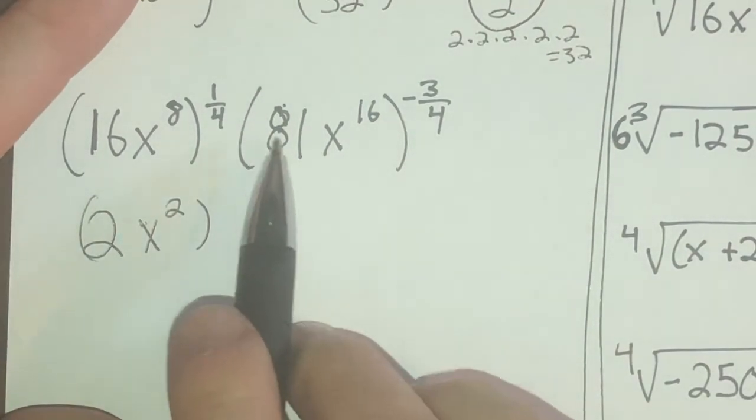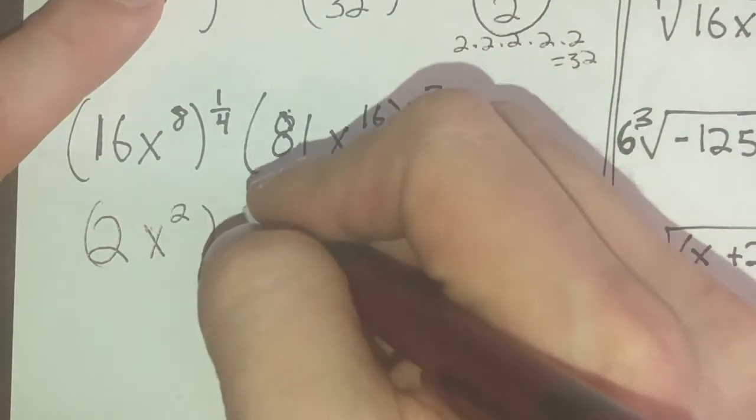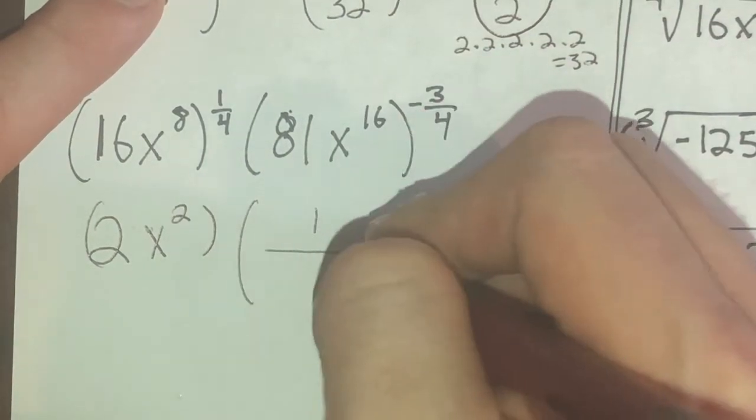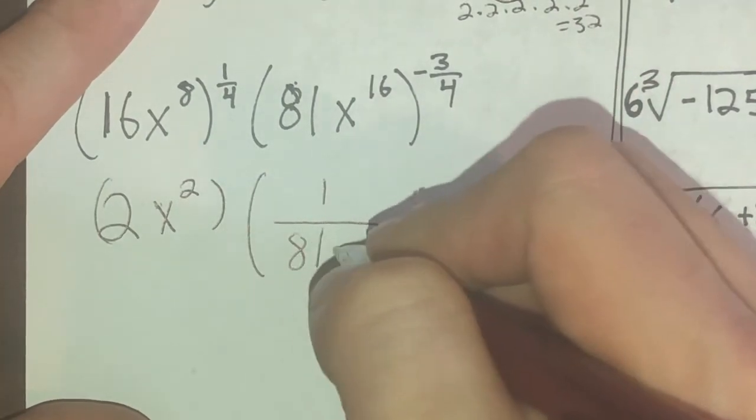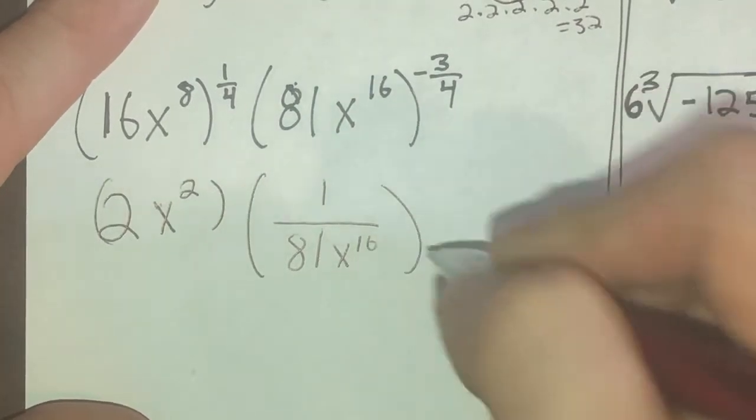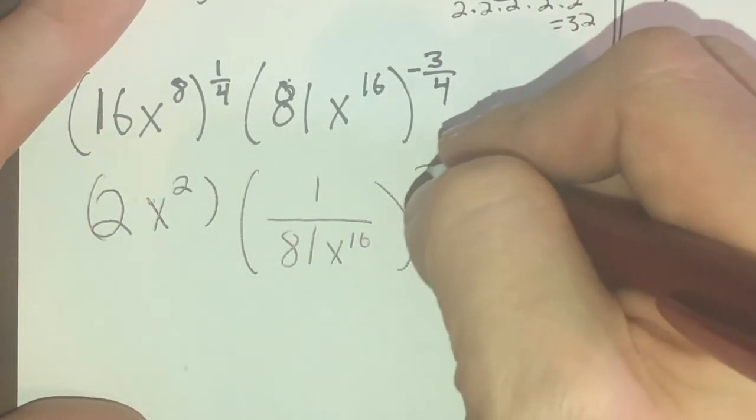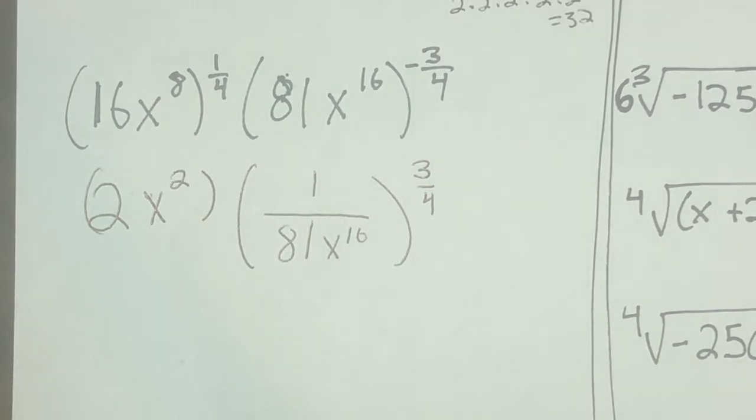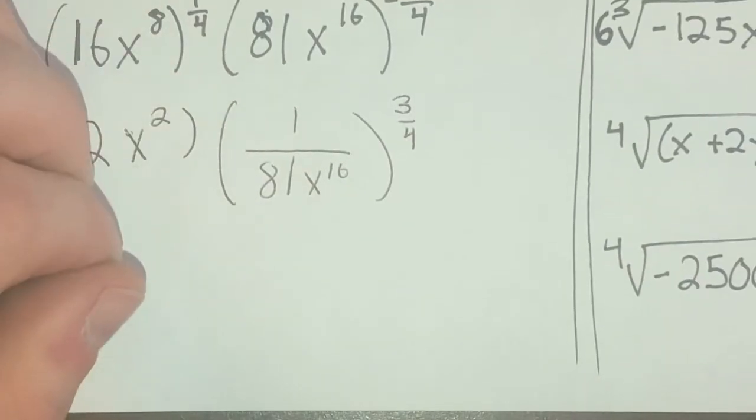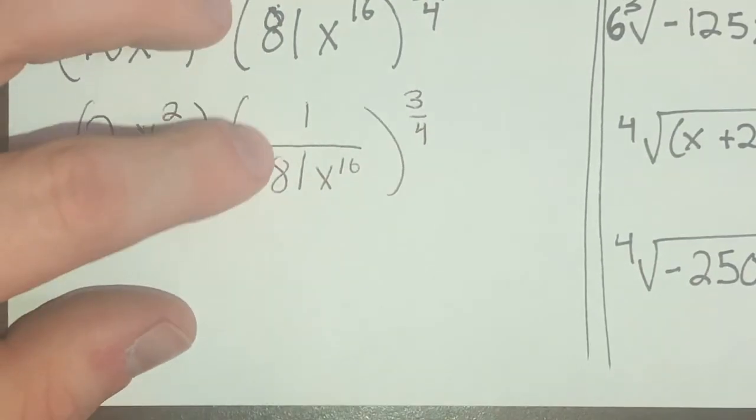Okay? Now, this one, remember, this one's going to be a little fraction, 1 over 81 x to the 16th, to the 3/4. It becomes a positive. Now, 1, that's not going to change anything, right? 1 to any power is 1, right? The fourth root of 1 is 1. 1 cubed is 1. Doesn't matter. You're good. But let's take a look at this one, okay? So I got to hit this one up.